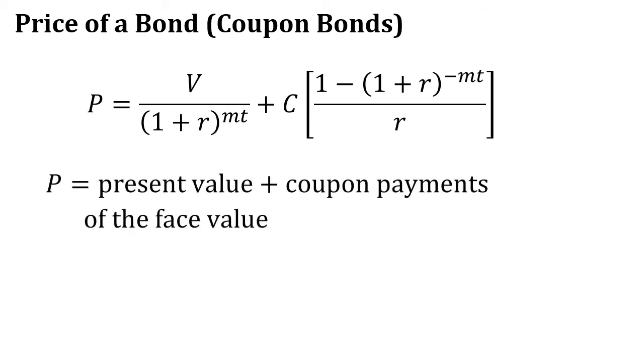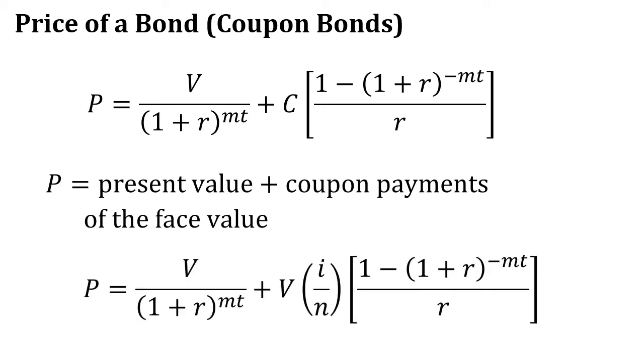In this formula, the first part is the present value of the face value, B over (1 plus R) raised to MT. And then the coupon payments are the second part, C times [1 minus (1 plus R) raised to negative MT] over R. And C can be expressed as B times I over N.